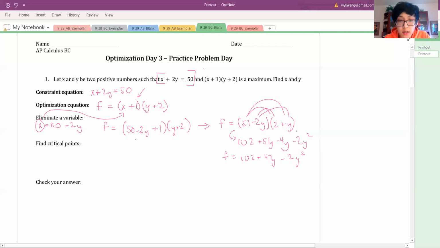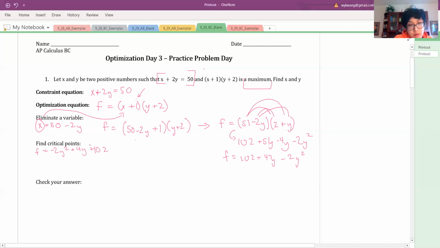Okay, so next, I think it's important to remember that we're still dealing with f, right? This is still f, and f is the equation that we want to ultimately maximize, right? We decided that over here. We want to optimize, or in this case specifically, we want to find the maximum, so we want to maximize f. So how do we do that? With any function, if we want to find the maximums and minimums, we're going to find the critical points. And to do that, we are going to find the derivative. So I'm going to rewrite f is equal to negative 2y squared plus 47y plus 102.